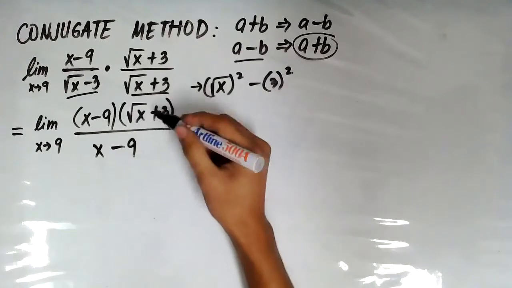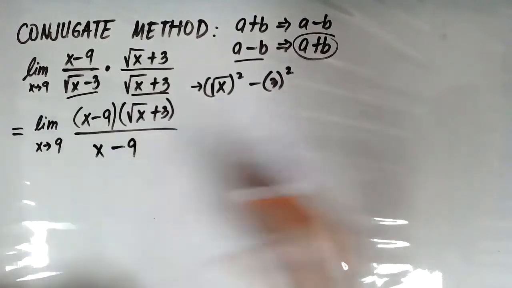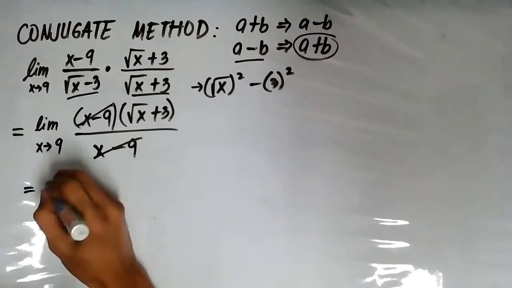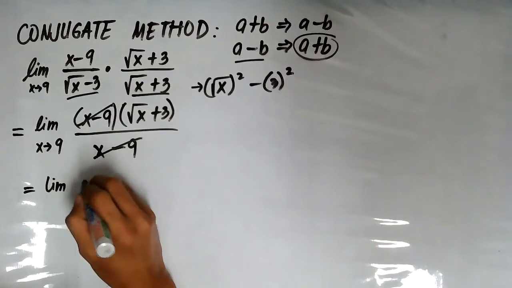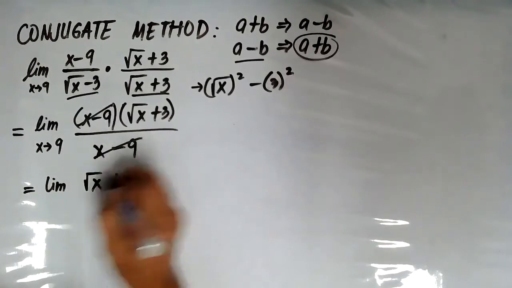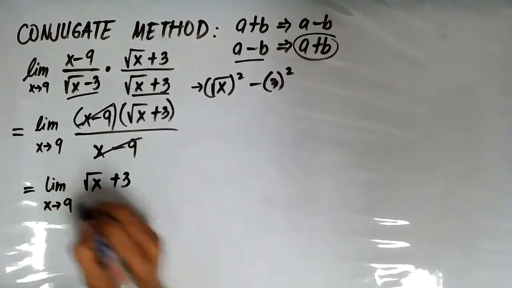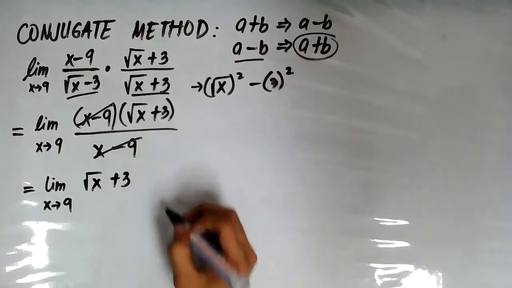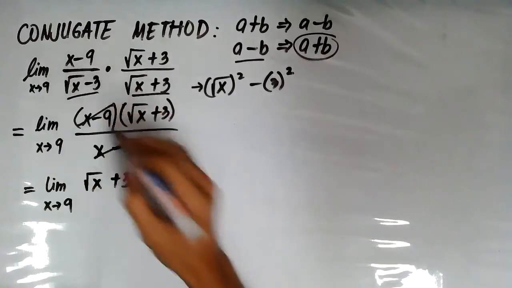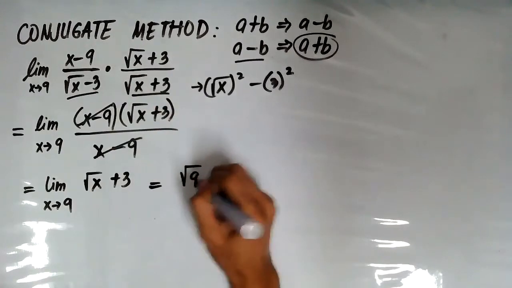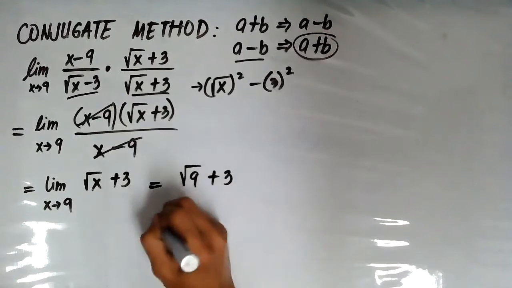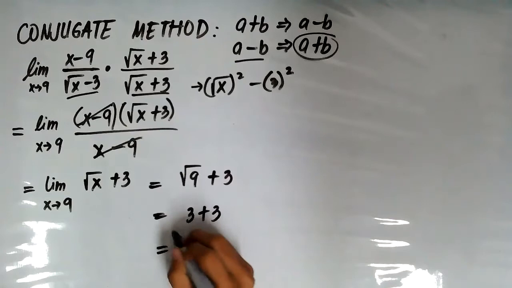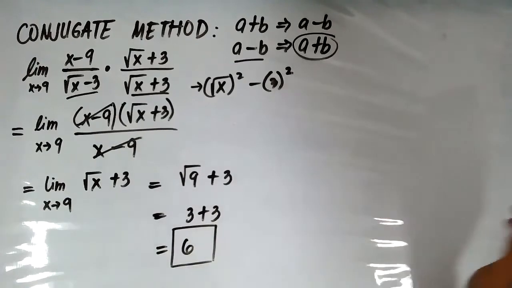And as you can see here, we have common factors that we can eliminate. If we eliminate this, we will have the limit of the square root of x plus 3 as x approaches 9. So in here, we can simply use the substitution method for us to get the limit of this function. So this will become the square root of 9 plus 3, which is equal to 3 plus 3. And the limit of this is simply 6.